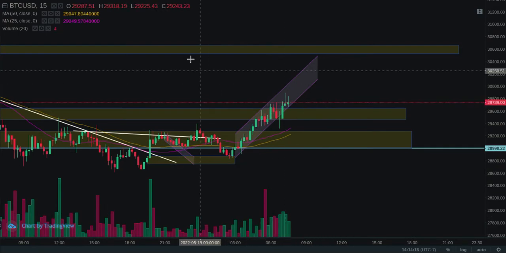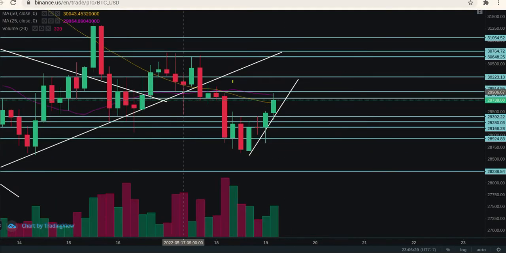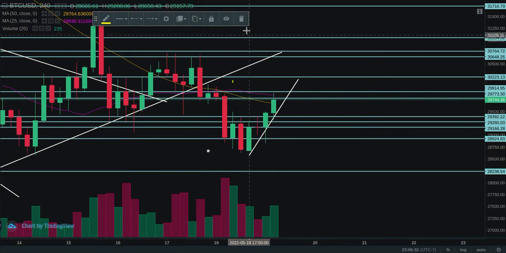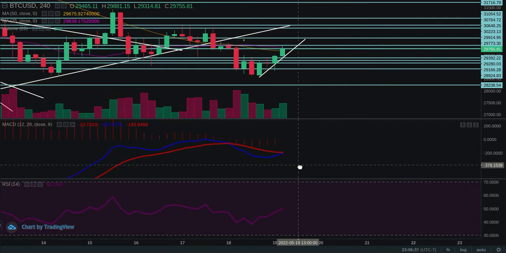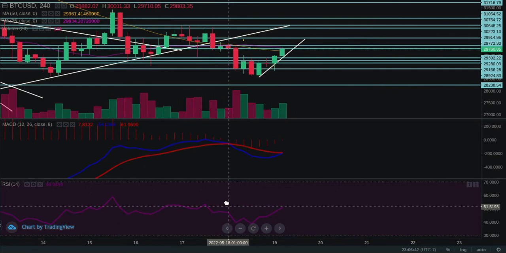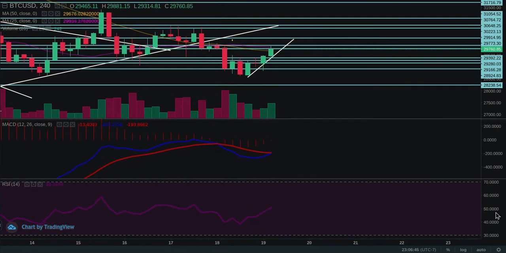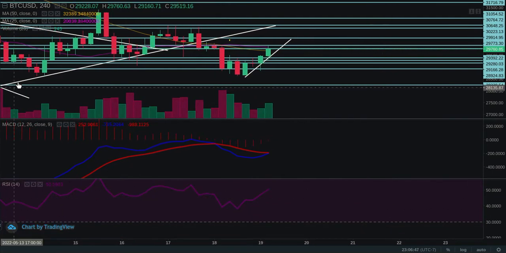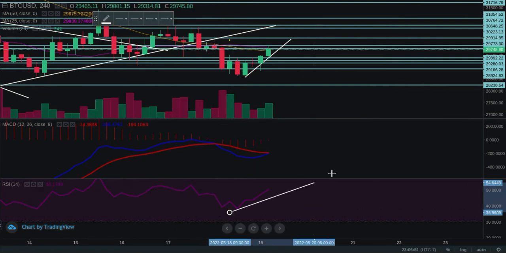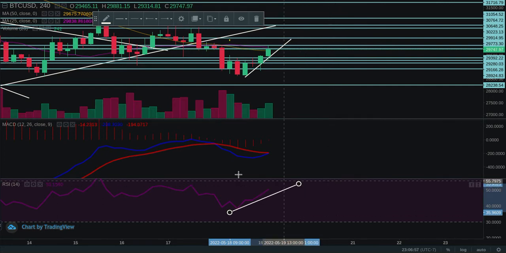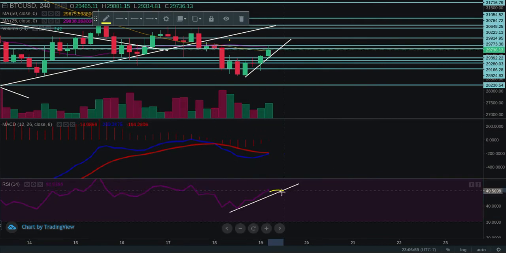Let me check this RSI real quick. This is on the 4-hour time frame, and the MACD is about to cross, it looks like, and the RSI at the bottom is working its way up. If that's the case, this is the way we need to continue. Once we either hit this and bounce, or break it, then we're going to continue down.